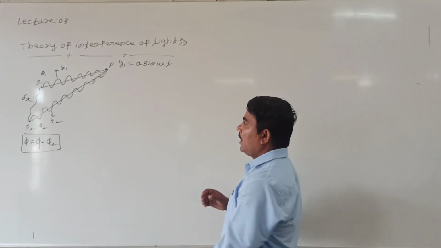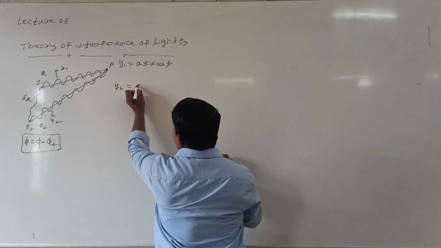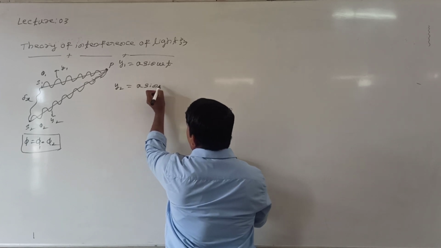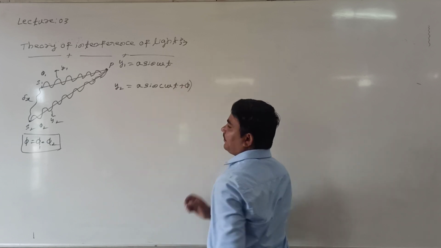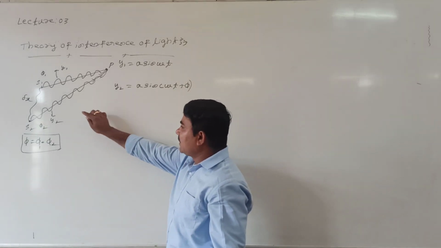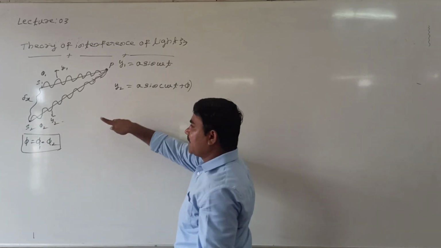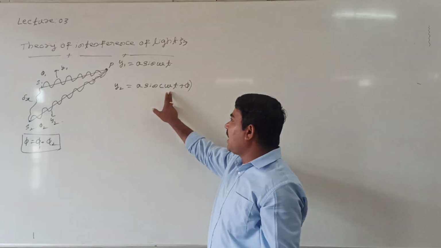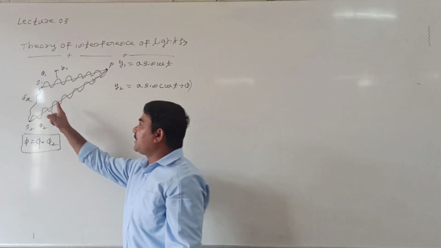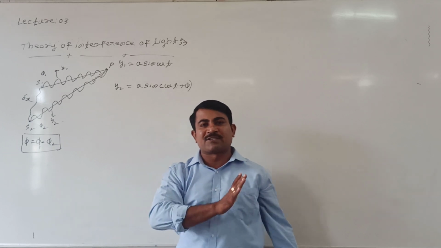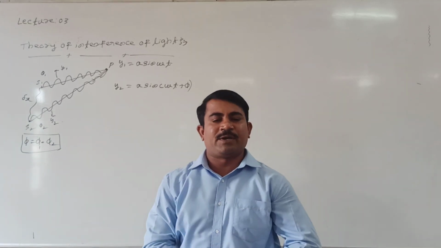Similarly, now I take the second wave. The displacement of the second wave can again be represented as y2 is equal to a sine omega t plus phi. Y2 represents the displacement of the second wave, A represents the amplitude of the second wave, and omega t is the phase of the wave. Phi, what is phi? Phi represents the phase difference between two waves, the angle difference between two waves.